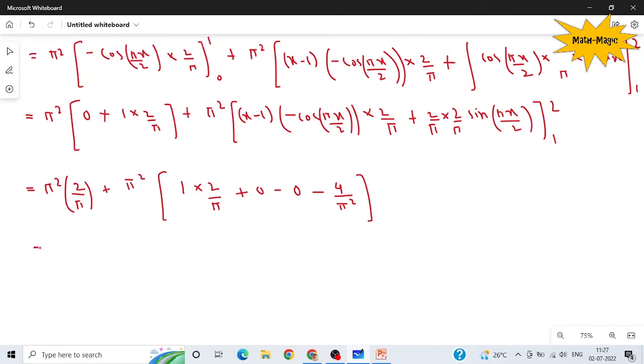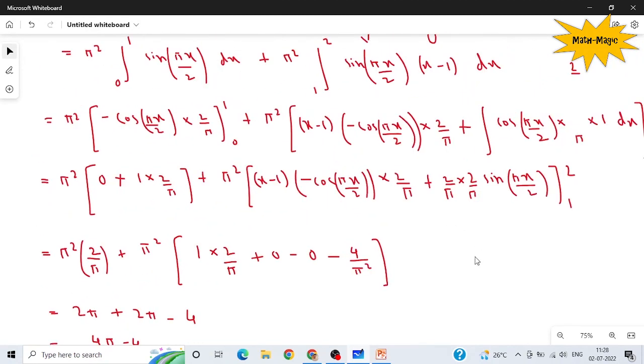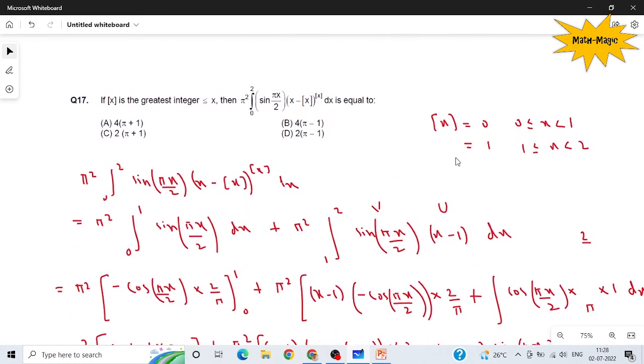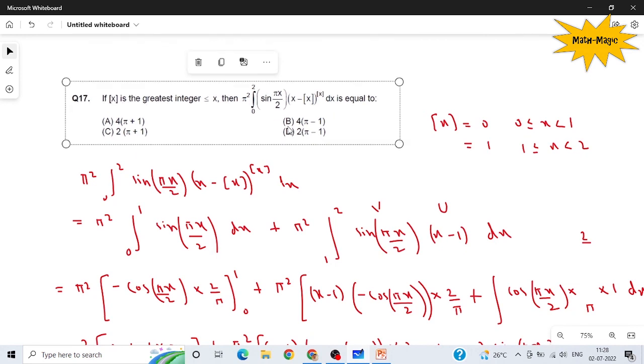So now this is 2π plus, again here we get 2π, minus, and when we multiply by π², we get minus 4. So we get 4π minus 4, which is 4(π − 1). This is the value of the integral. Now let's see which option is correct. It's 4 times (π − 1), so option B is correct. Thank you.